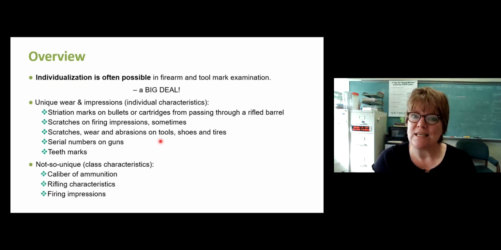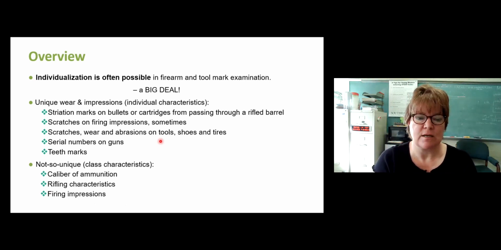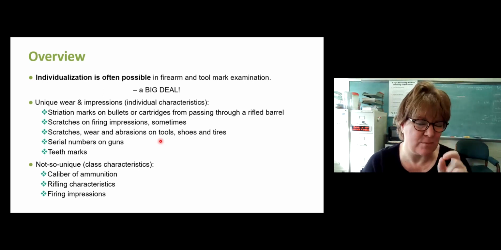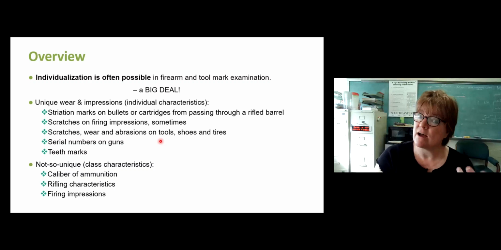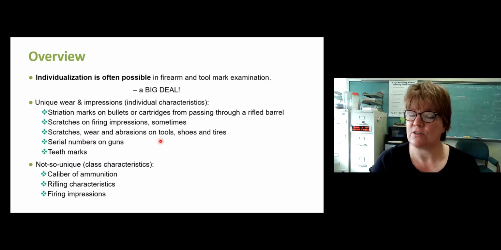We will see that there's unique wear and impressions that occur on the cartridge casings shot from a gun, or on bullets themselves. We can get striation marks on the bullets or on the casings of the cartridge from passing through a rifle barrel. We can get scratches on those firing impressions sometimes, and those scratches are very unique. We can get scratches, wear, and abrasion on other things besides guns, like tools, shoes, and tires. We talked a tiny bit about this last chapter. Serial numbers on guns, obviously, are individual. And then tooth marks are another type of impression that can be very individual.